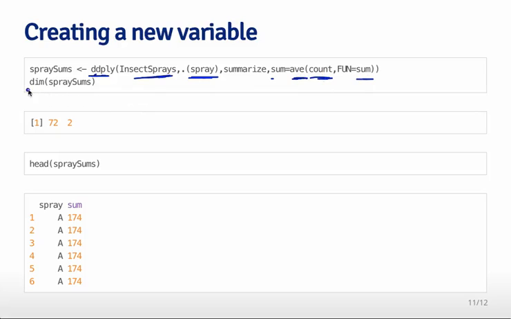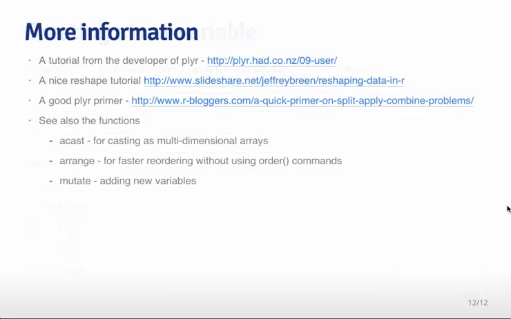What ends up happening is spray sums ends up being the same dimension as the original insect sprays data set. For every time I see an A in the spray, I get the sum for all of the A values. In other words, instead of having a data set where you just see the sum for A once, you see the sum for A for every value of A in the data set. Now this variable can be added to the data set and used to do different analyses.